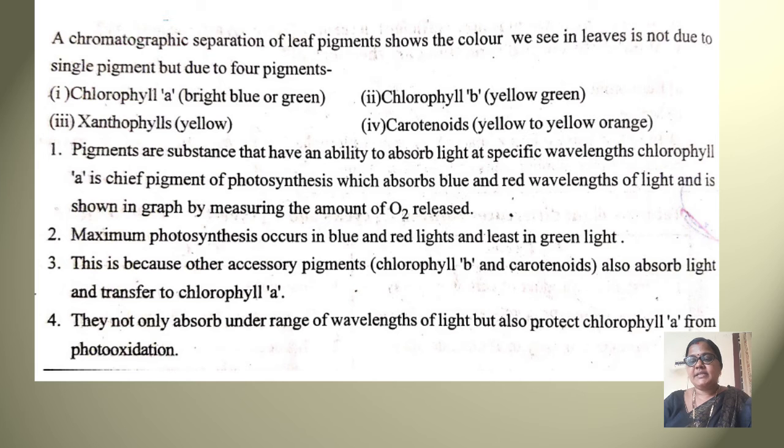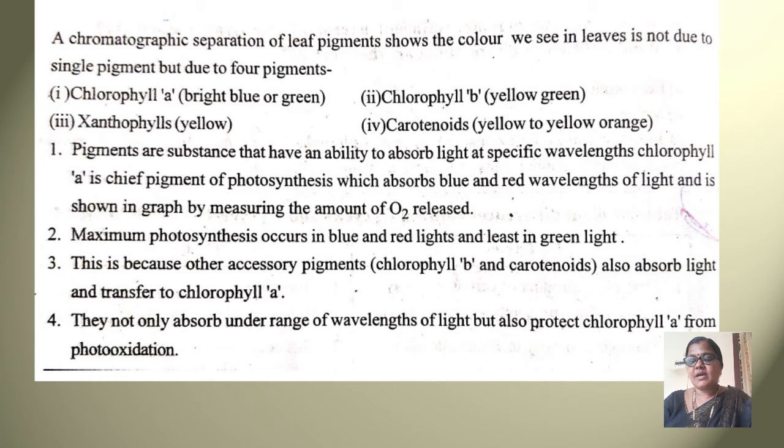The graph measures how much oxygen is released, as shown in graph 2. It shows the action spectrum of photosynthesis. Maximum photosynthesis occurs in the blue, that is, chlorophyll A, and least in the green light. So maximum photosynthesis occurs in chlorophyll A and least in chlorophyll B.